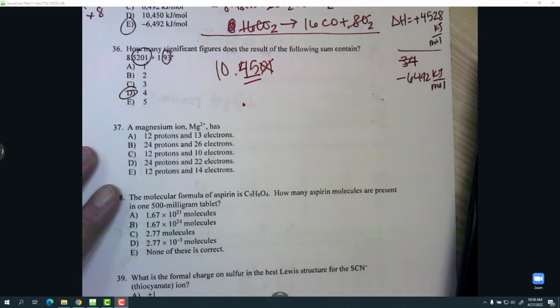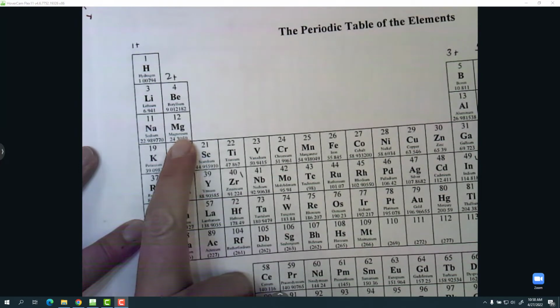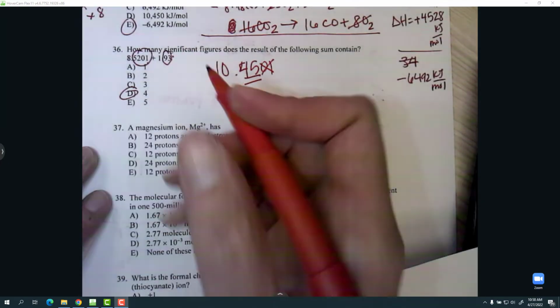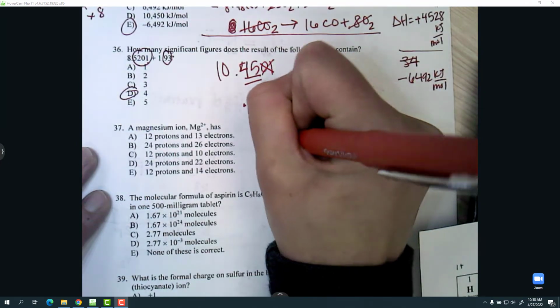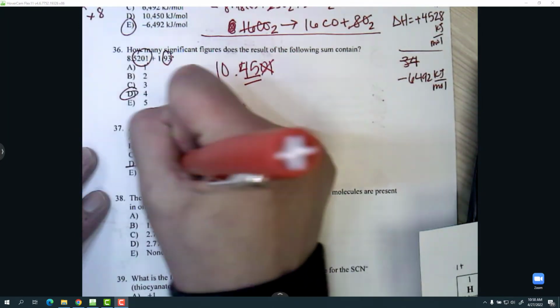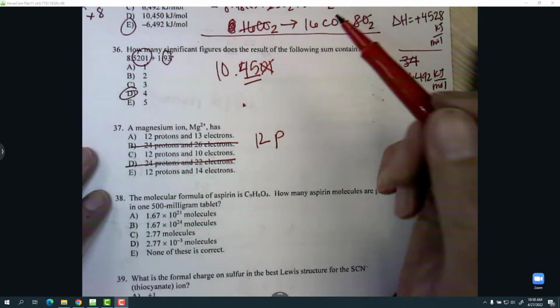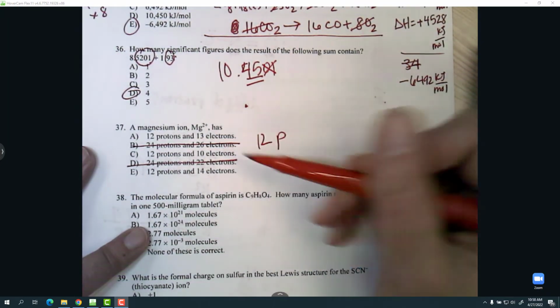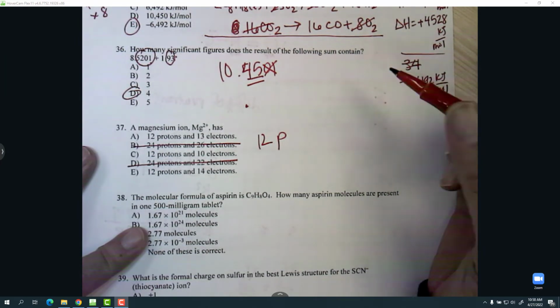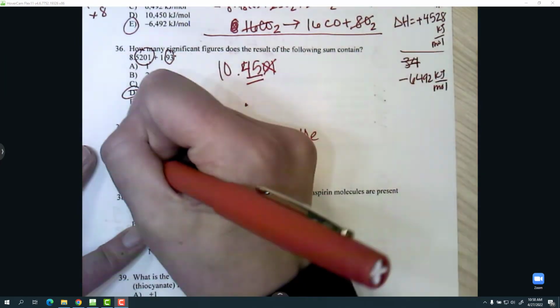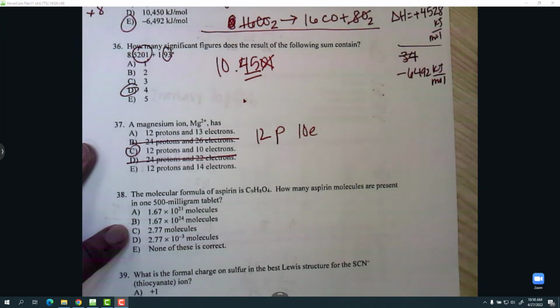Magnesium ion, remember, I can look at the periodic table for how many protons it has, which is 12. That never changes. If it was neutral, it would have 12 electrons, but here it's a +2, which means it's missing 2 electrons, so it would have 10 electrons.